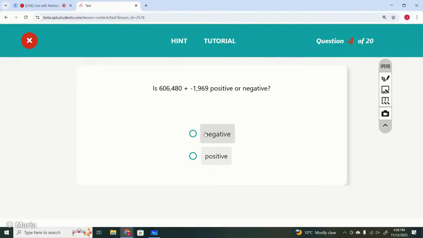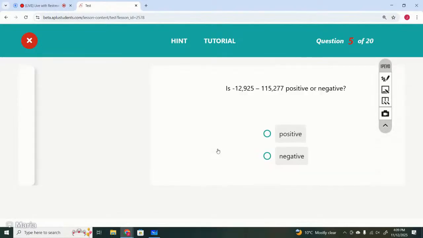The greater number has a negative sign? No. 606,480 is greater, right? Positive it is. So the answer is positive. When we are adding or subtracting integers, always look for the sign of the greater number, right? The greater one is positive, so the answer must be positive.